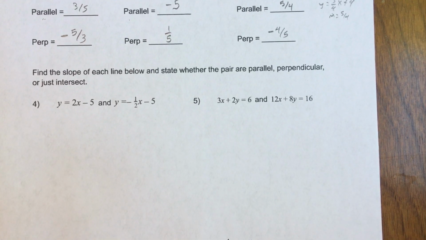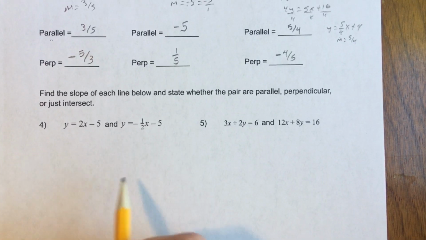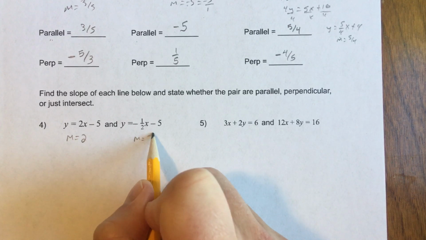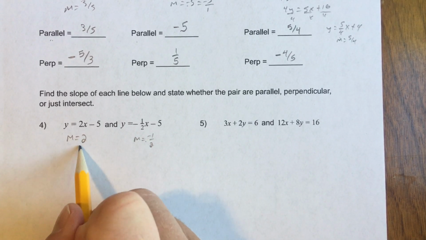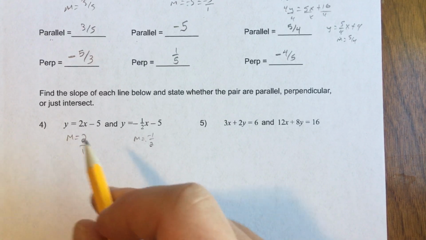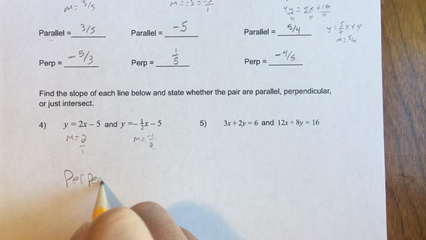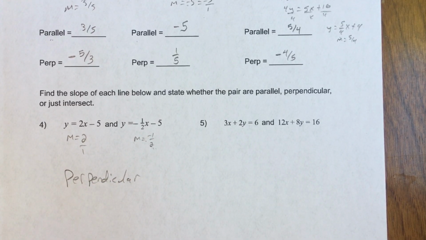Then these are asking us to compare the two lines and see if they're parallel, perpendicular, or just simply intersect. So for number 4, this has a slope of 2, and this one has a slope of -1/2. They're not the same, so they're not parallel, but if you do flip this one over and change the sign, you do get this one. So they're perpendicular, because if you flip one and change the sign, you get the other.